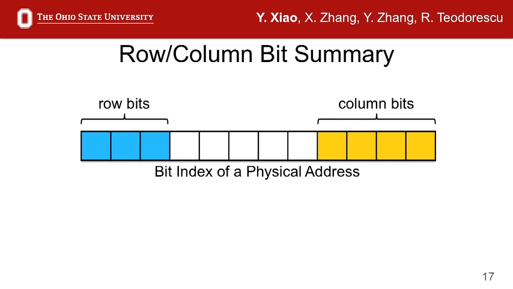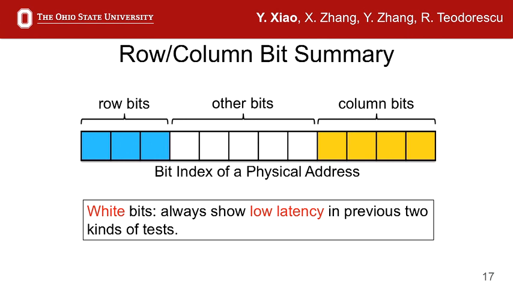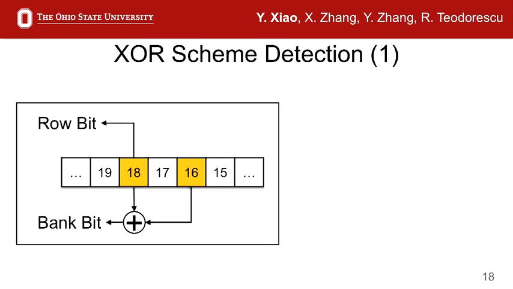However, we still have no idea what the white bits are. They show low latency in both previous tests. Are they all bank bits which decide the bank index by themselves? The answer is no. In practice, by simply counting the real bank number, we can infer that the actual number of bank bits is smaller than the number of white bits here. The truth is that in the physical address mappings, there exists such a relationship.